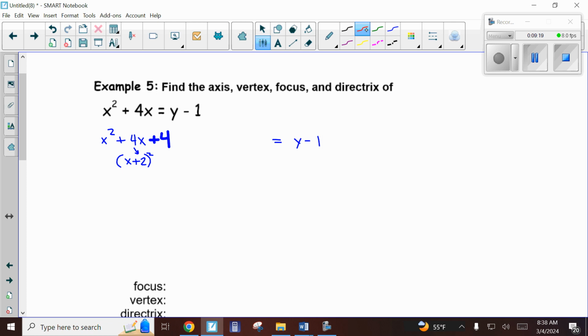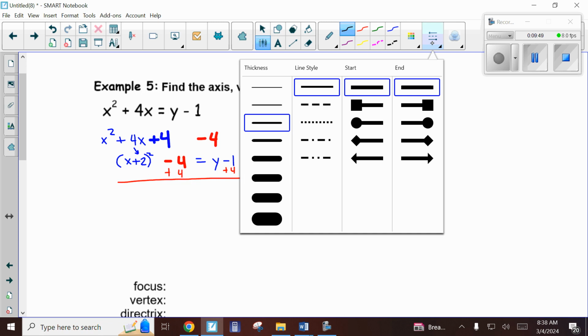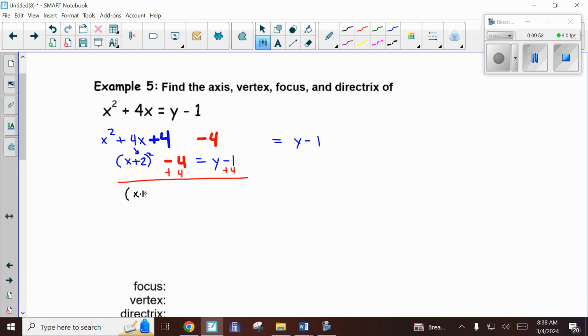So to undo the +4, I'm going to put a -4 over here. So basically, if I rewrite the problem, it's going to have an extra -4 right here. And then we're going to have the equal sign. I'm going to bring it back so that it's closed again. So it's going to say y - 1. And I need only the parentheses on the left, so that -4 has got to go. So I'm going to take the -4 and add it to the other side. So here's my final equation. It's going to be (x + 2) squared equals y, was that +3?